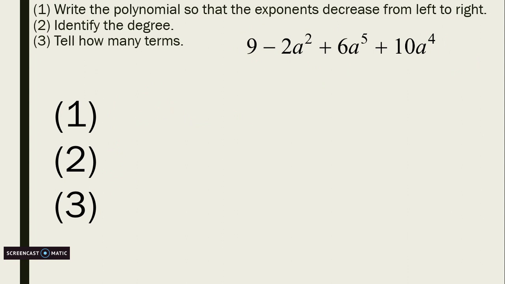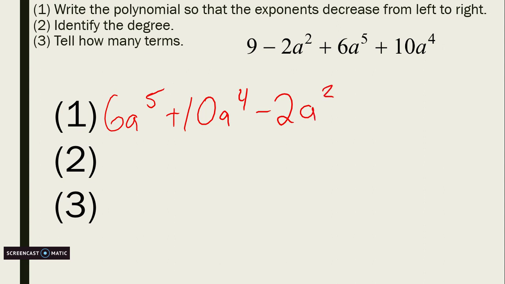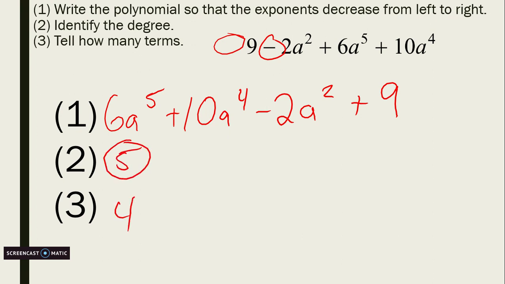Looks like the highest exponent is 5, so we have 6a to the 5th. Next one is 4, so we have 10a to the 4th. Next one is 2, 2a squared. Constant term goes last. If these have subtraction signs, make sure they keep it with the subtraction sign. If there's no subtraction sign up front, we'll just use an addition sign. Identify the degree. Highest exponent is 5, so the degree is 5. And there are 4 terms here. 1, 2, 3, and 4.